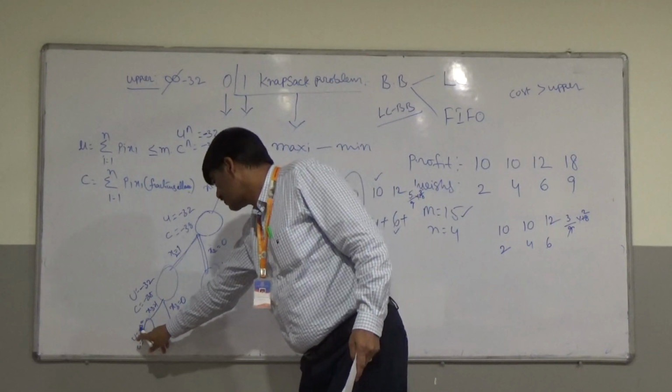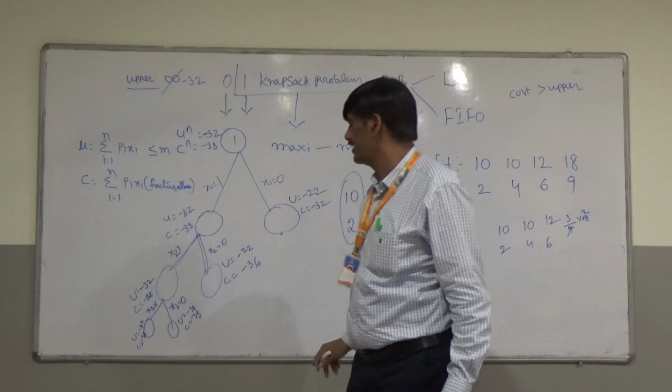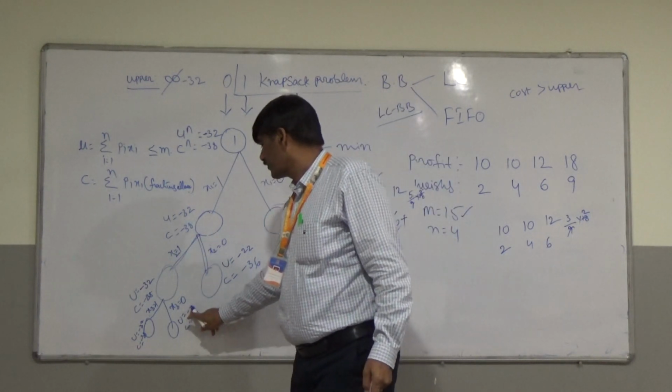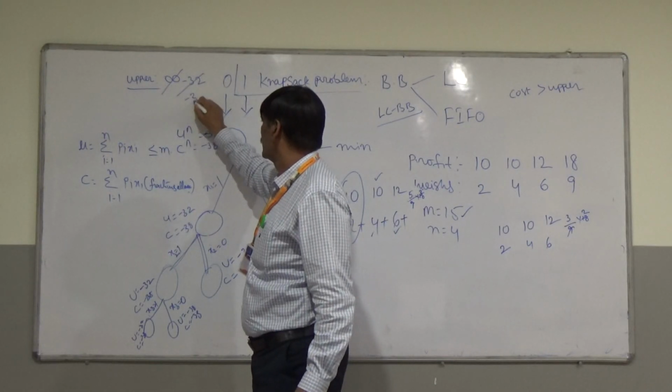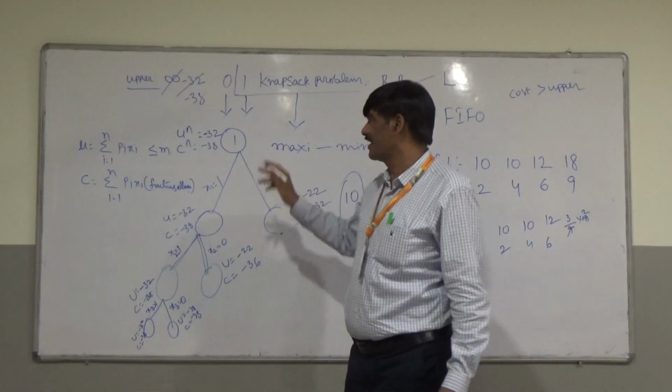So that's why here the upper bound is minus 32, here also minus 38. So based on this, the upper bound value of minus 38 is the best one. So that's why the upper bound value is changed to that. So now the upper bound value is minus 38.